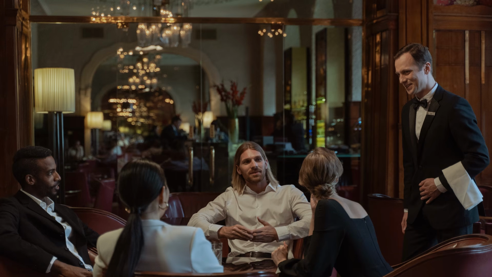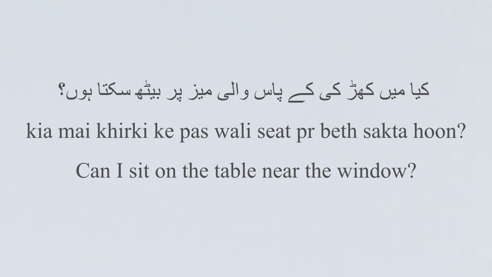So suppose now you're settled down and you don't like your table. You can just ask the waiter like this. क्या मैं खिड़की के पास वाली मेज़ पर बैठ सकता हूँ? क्या मैं, am I? खिड़की के पास means near the window. खिड़की is a window. खिड़की के पास वाली seat. Like wali means the table near the window. पर on बैठ सकता हूँ. बैठना is to sit. बैठ सकना is to be able to sit.